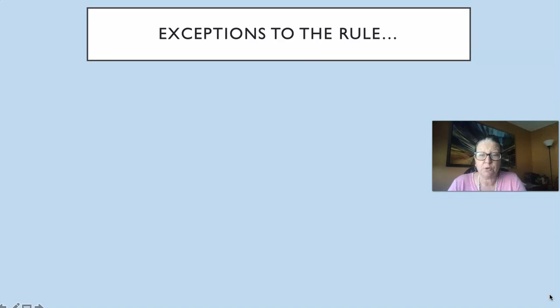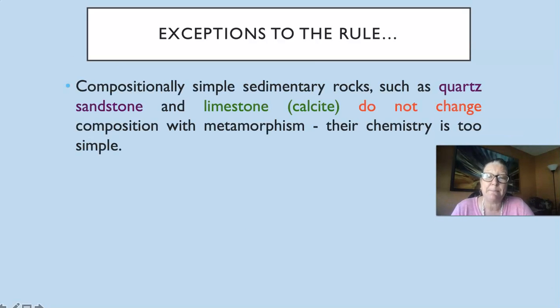An exception to the rule is when we have compositionally simple sedimentary rocks, such as quartz sandstone or limestone. They don't change much with metamorphism because their chemistry is too simple. It's like if you have a bunch of ingredients to make a cake. You have eggs and flour and sugar and vanilla and cocoa and all kinds of other things, nuts and candies. Then you can make lots of different kinds of cake. But if all you have is butter and sugar, then all you can make pretty much is whatever butter and sugar make, right? Like a frosting.